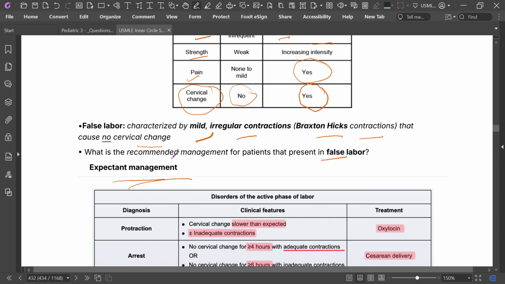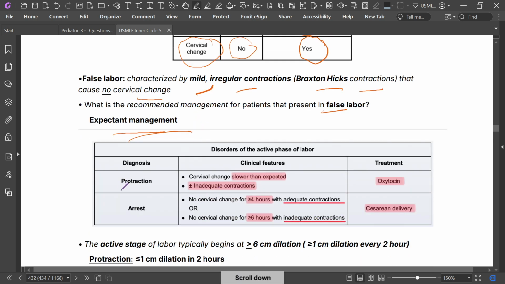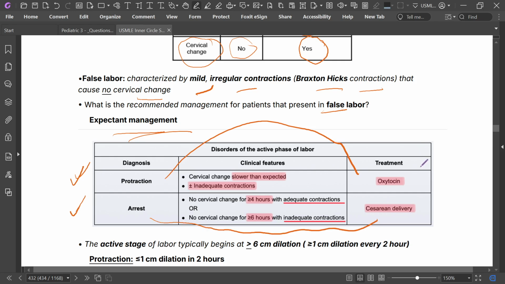Okay, now disorders of the active phase of labor, very high yield. Protraction, arrest, CS: cesarean for arrest, and for protraction give oxytocin. Protraction is cervical change slower than expected, with or without inadequate contraction.